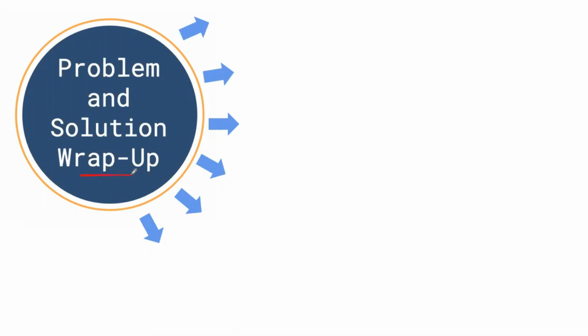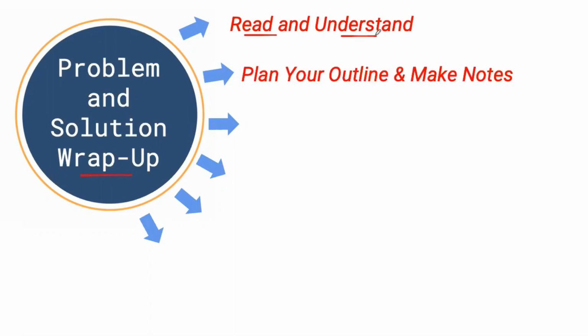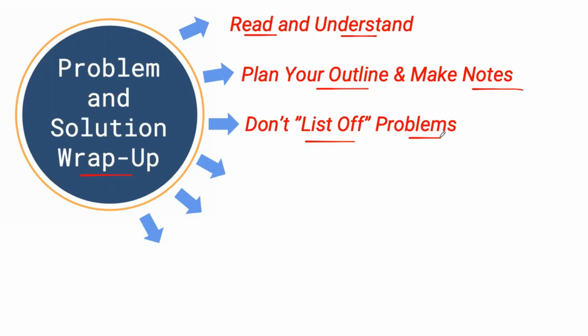Okay, so to wrap up, remember that the first thing you want to do is read and understand your question. This is very important to get an overall idea of the question itself, but also the question type, so that you can plan your outline effectively and make great notes. Now, today it was obvious that we had a problem and solution question type, but watch out for those tricky words like measures instead of solutions. Now, for this specific question, don't just list off problems without explaining potential solutions or without explaining your problems. That is something the examiners will look for.